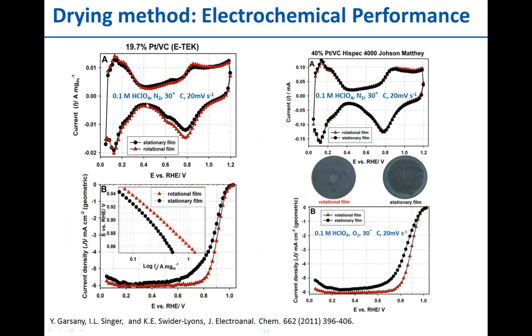So you can see here we have 2 different catalysts. On the top it's E-Tek, and on the other side is Johnson Matthey. So when you look at the CV, the CV is not that much affected by how the film looks. But when you look at the oxygen reduction curve, you can clearly see that for the rotational film, the currents that you're measuring at 0.9 volt are much higher, and you reach a much nicer limiting current plateau than you do on a stationary film. And that's true for both catalysts.